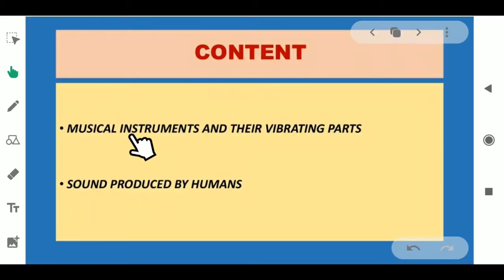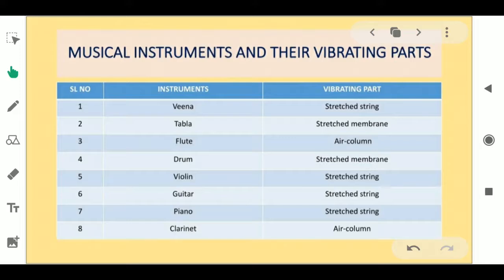Content: Musical instruments and their vibrating parts, sound produced by humans. So dear students, in the previous class we have discussed how sound is produced, right? Today we are going to discuss how musical instruments vibrate and produce sound.